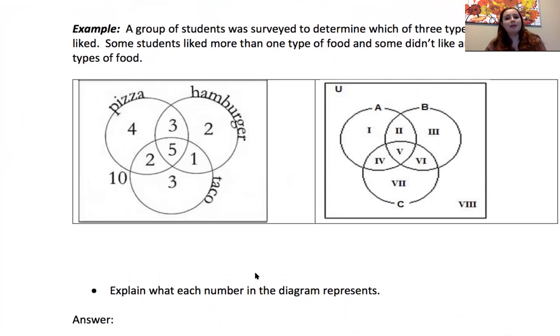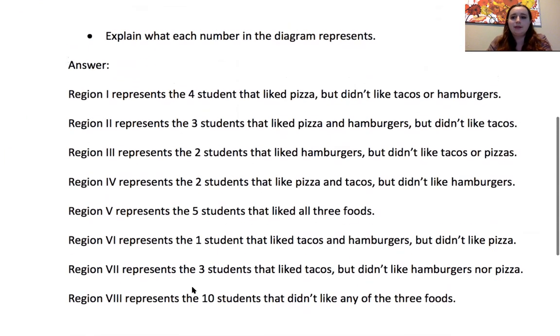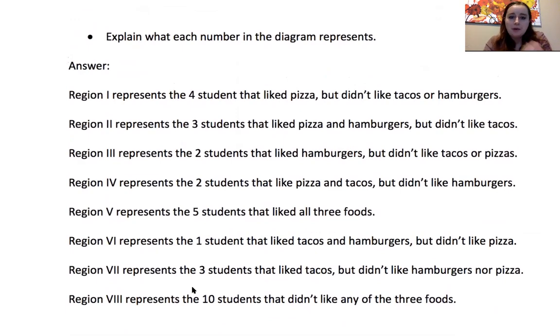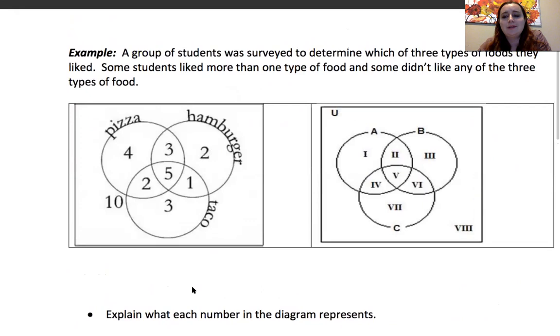Now, if we're trying to explain what each number means, we can do that. So we're going to start with region 1 here. And I have the answers all right there. So if you want to pause the video, you can and look at all of these and determine. I'm going to talk about them really quickly. They do start to repeat, just a different number and a different label between pizza, hamburger, and tacos. All right. So start with region 1, which are these 4 people. These 4 people only liked pizza.